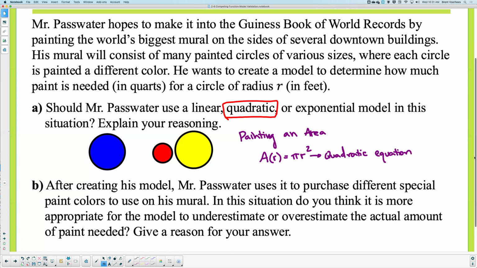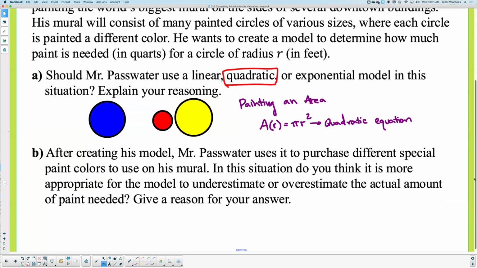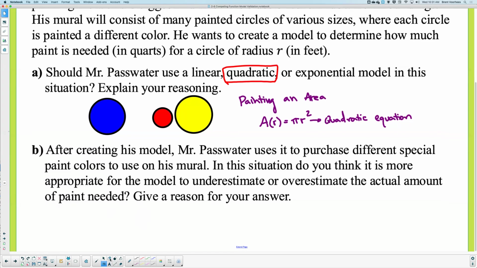Okay, now part B. After creating his model, Mr. Passwater uses it to purchase different special paint colors to use on his mural. In this situation, do you think it's more appropriate for the model to underestimate or overestimate the actual amount of paint needed? Give a reason. What do you think is more valuable, to underestimate the paint needed or overestimate? Very good. Over. Why is it more appropriate to overestimate?